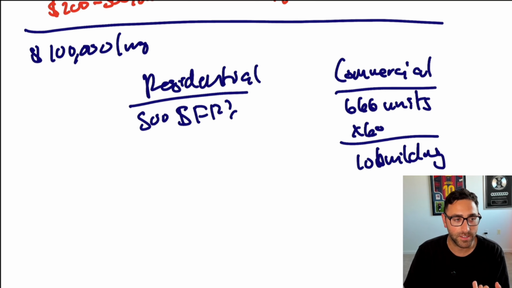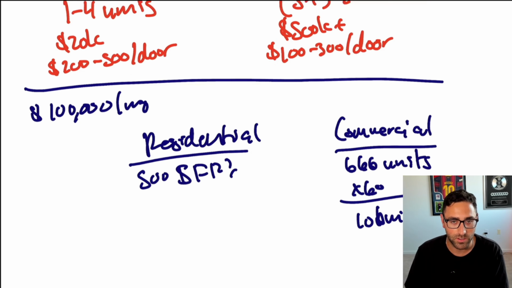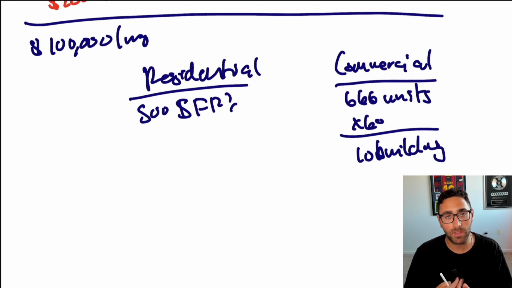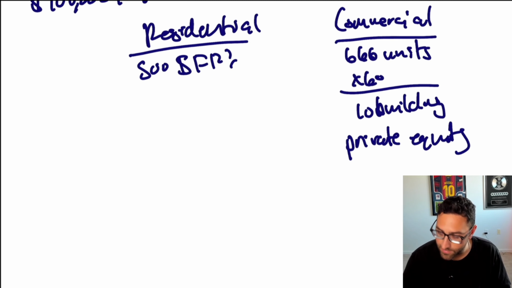Commercial, you have better financing. The obvious issue with commercial is that you need way more cash to get into it, but you can invest with people like me who go out there and find the building, and you can just invest passively, okay? And that would be called a private equity fund. So you can actually invest alongside me.